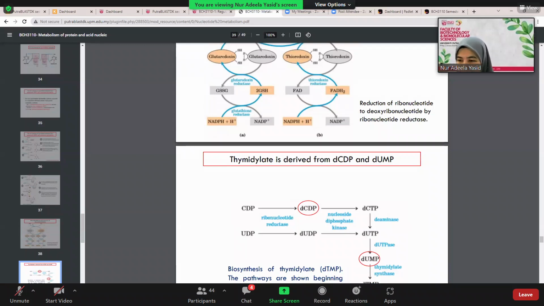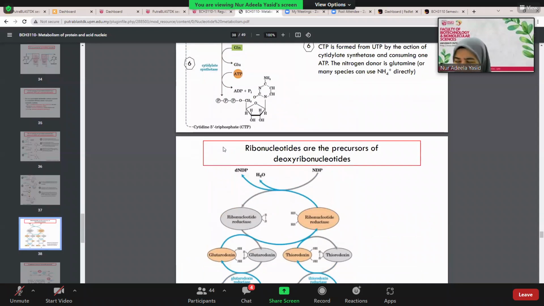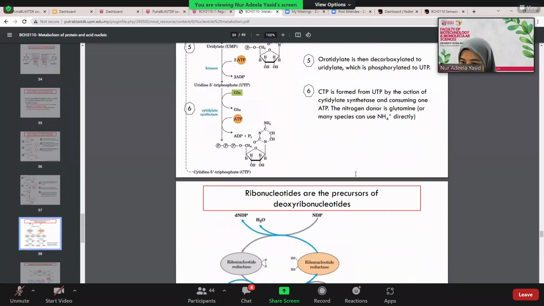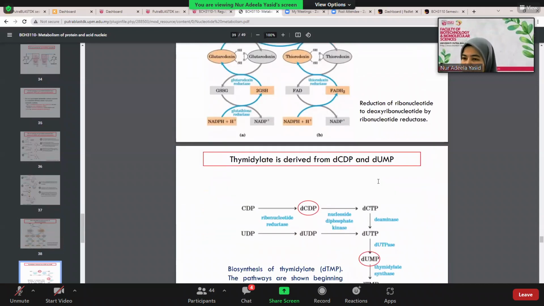Faham tak? Apa beza dTMP dengan yang lain? Yang lain, kita synthesize AMP, we synthesize GMP, dia bukan dalam bentuk dAMP. It's not that we synthesize them in the form of dGMP, dUTP. Semua dalam UTP, CTP. Nampak tak? But thymidine is a very special nucleotide because dia hanya present dalam deoxyribonucleotide. Kalau dalam RNA, there is no thymidine. It is uracil that is present in place of thymidine.